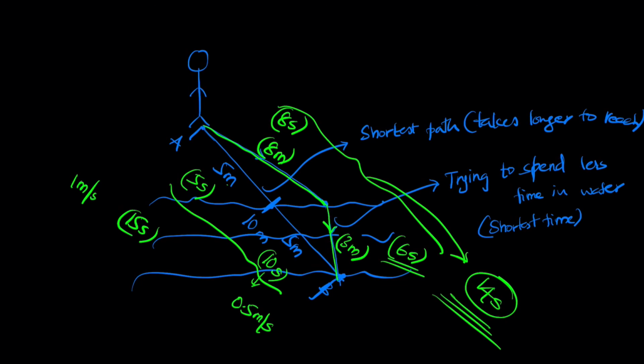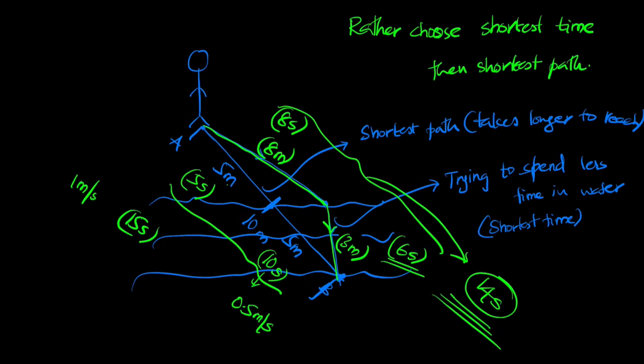So light would rather choose the shortest time than the shortest path. I hope you understand this. Remember that there is a slight difference between shortest time and shortest path. So let me explain this again so that the concept becomes clear.